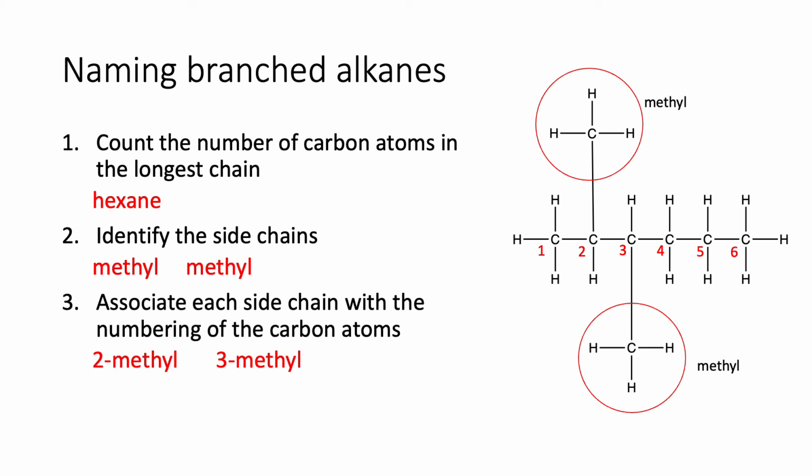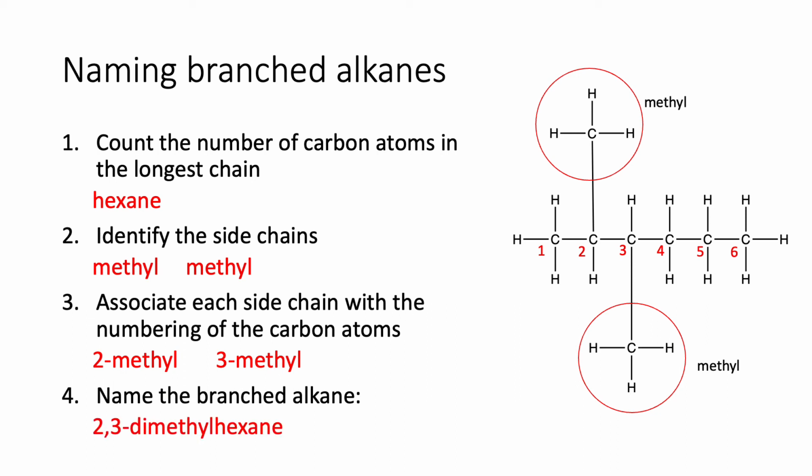Now we can name the molecule. Because we have two methyl groups, we can use the prefix di to denote two of something. The molecule's name is 2,3-dimethylhexane. Note how it is written and the positions of the commas and the hyphen. These are important.